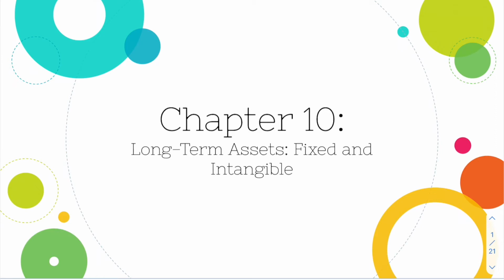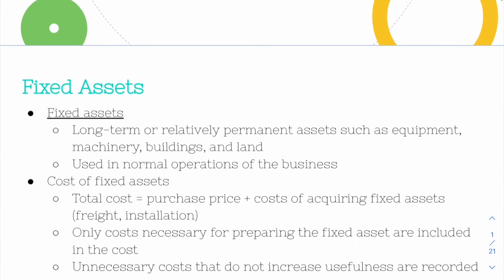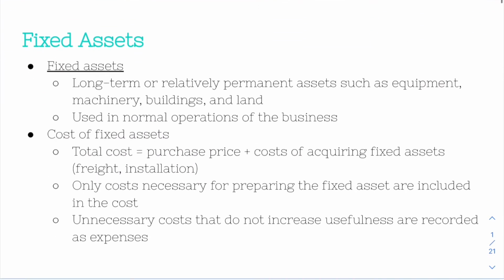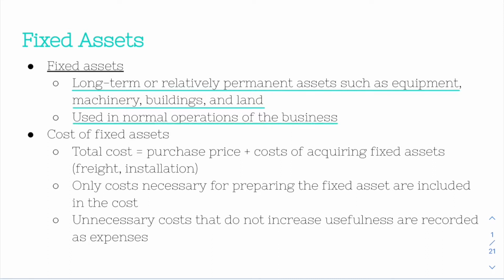Chapter 10 is long-term assets, both fixed and intangible. We've been over it before, but just as a refresher, fixed assets are long-term or relatively permanent assets, such as equipment, machinery, buildings, land, etc. Fixed assets are used in the normal operations of the business. So they're used repeatedly, they have long lives, and they're relatively permanent.